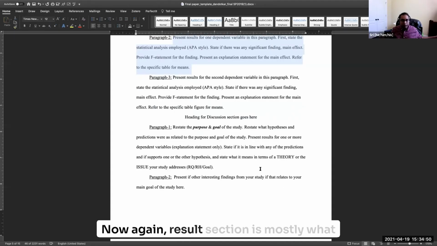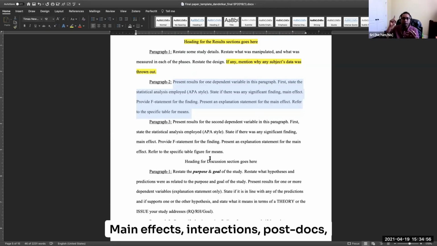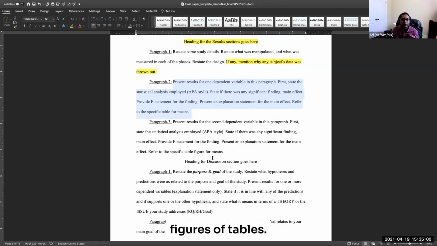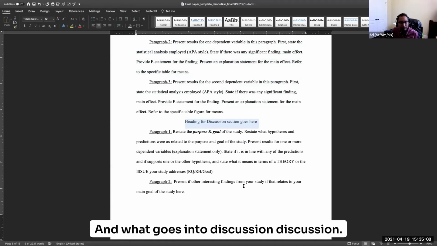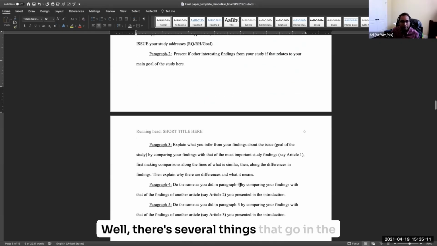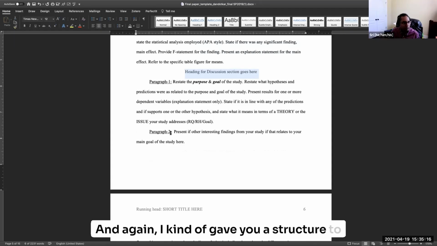Now again, the results section is mostly what you've been doing all along. Main effects, interactions, post hocs, figures or tables. That's what goes here in the results section. Then comes your discussion section. And what goes in the discussion? Well, there are several things that go in the discussion. And again, I kind of gave you a structure to it.